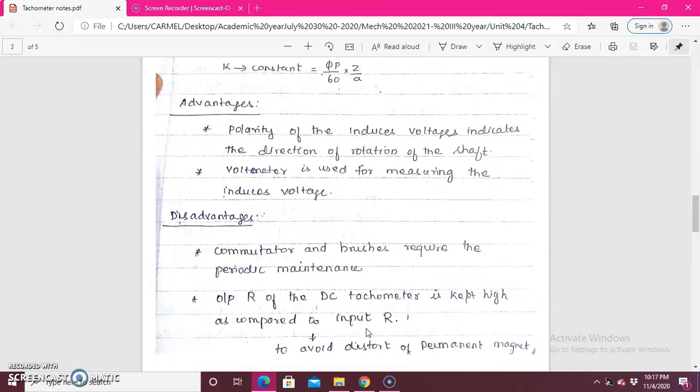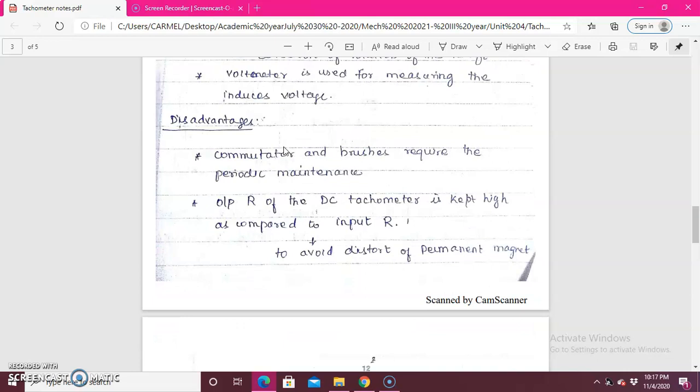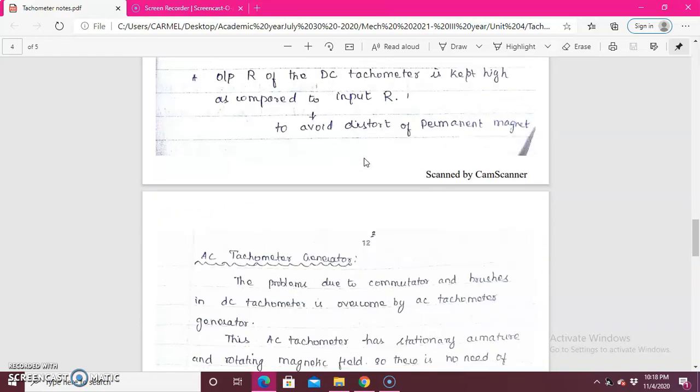What are the advantages of this DC tachogenerator? The polarity indicates the direction of rotation, and we can also identify the induced voltage using the voltmeter. The disadvantages: here we have a commutator and brushes, so periodic maintenance is very important. Then the output resistance is kept high compared with the input, to avoid some distortion of the permanent magnet.